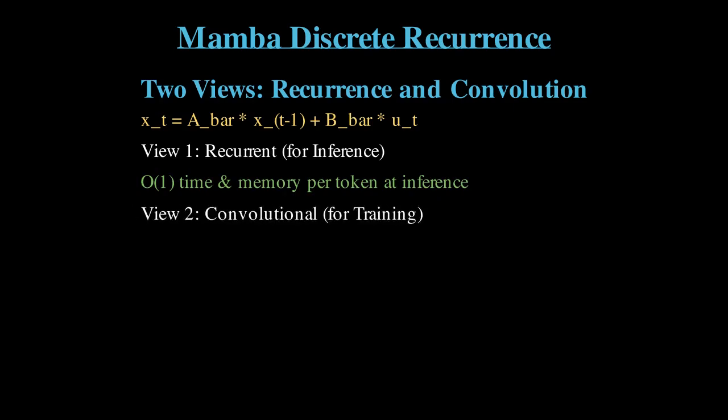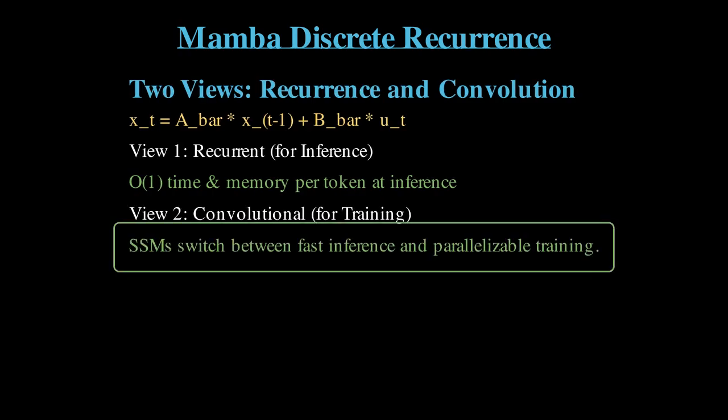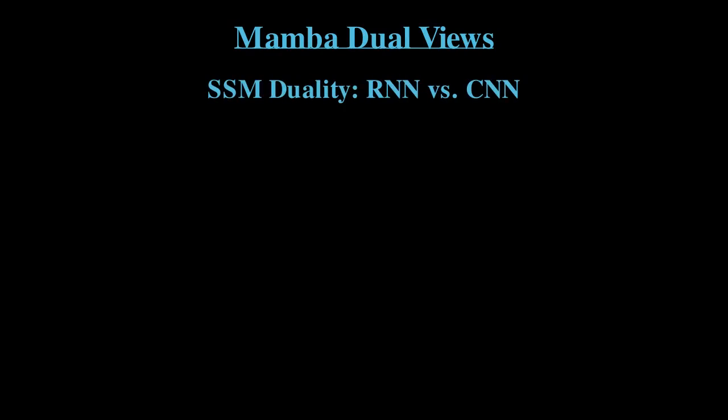If we unroll the recurrence, we can see that the output y is actually a discrete convolution between the input u and a structured filter, or kernel. This view is fantastic for training, because convolutions can be computed in parallel very efficiently using FFTs. This ability to switch between a parallelizable training mode and a fast recurrent inference mode is the superpower of classical SSMs. So, how do state space models actually work?